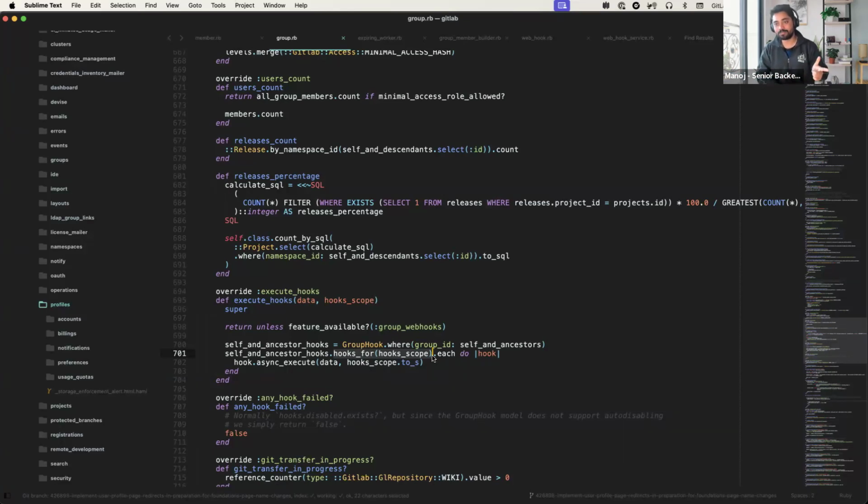But it is also different from project webhooks, where webhooks are not fired to ancestors. It is only fired at the project level. So that is some difference that you should keep in mind.